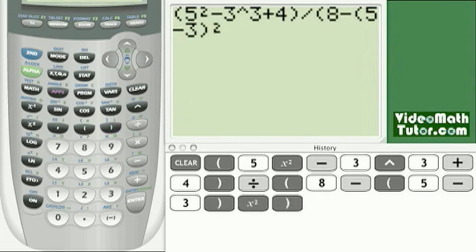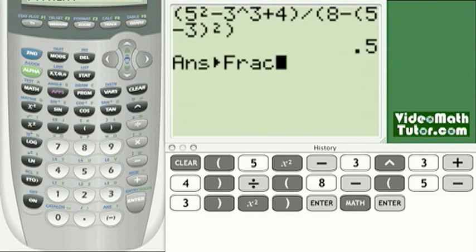And to make it official, let's just convert this into a fraction. So press your math key, and then enter, enter again. There's your half.